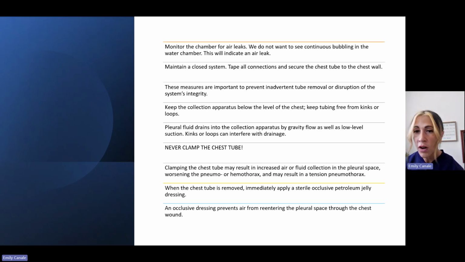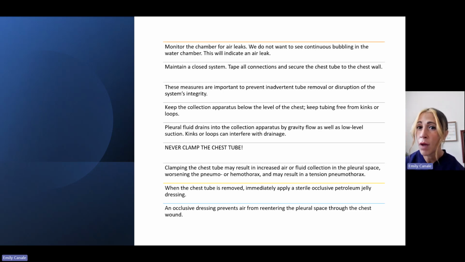You want to assess the water seal chamber. Initially, there should be some bubbling on expiration because that indicates that you're removing that air. But as this continues later on, after the air has escaped, the water level is going to fluctuate. If the pleural wall disruption ends up getting healed, there might not be any fluctuation in that water chamber at all. So that's when you would really evaluate the patient: could we get this chest tube removed?